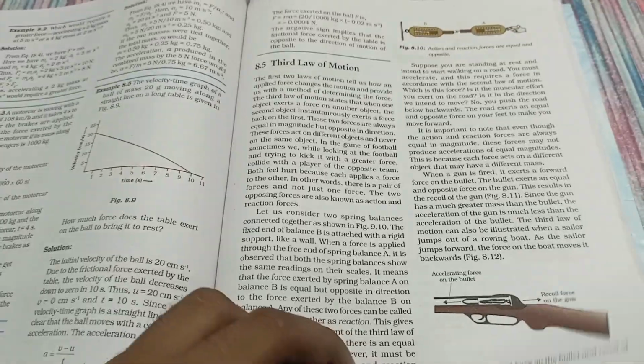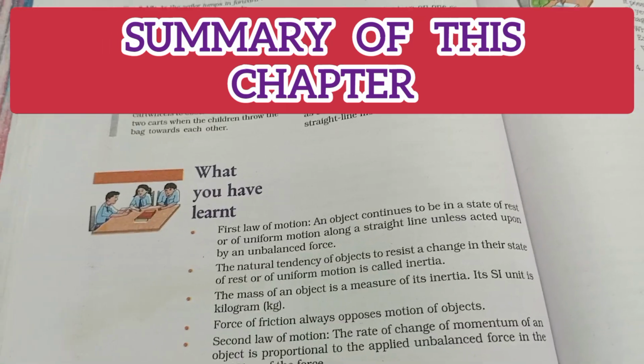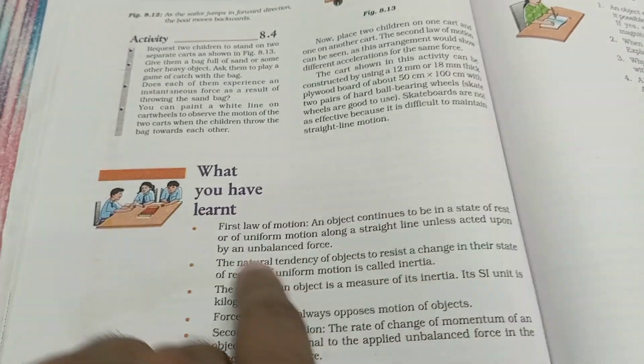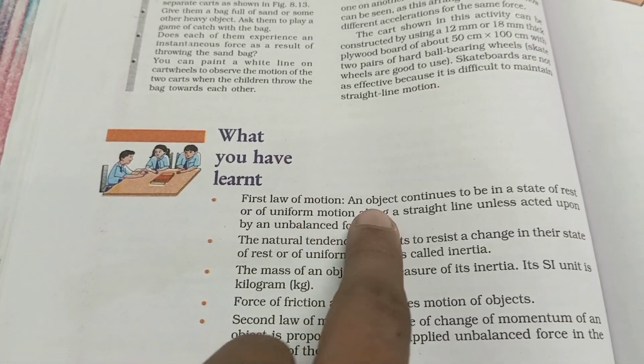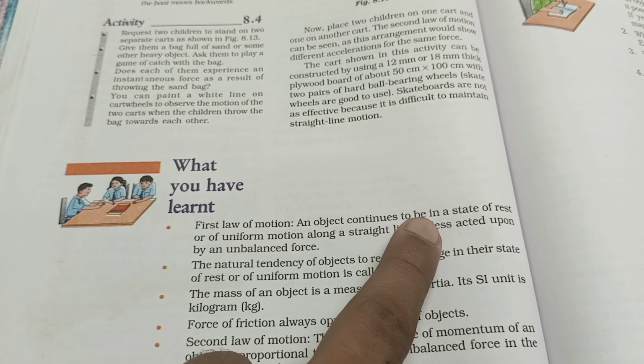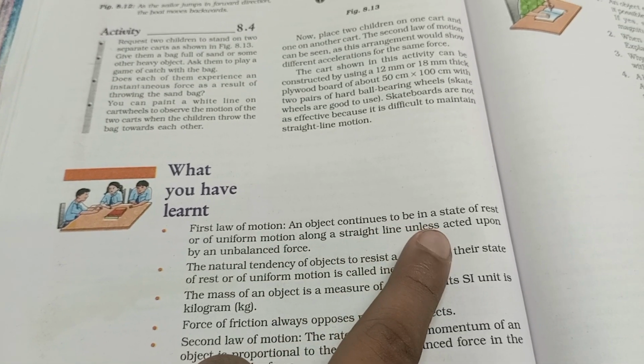Look, guys, here it is written What You Have Learned. It means the summary of this chapter. After reading this chapter, what we have learned is written here line by line, and we will read it in English and try to understand it in Hindi also. The first line given here is the first law of motion. An object continues to be in a state of rest or uniform motion along a straight line unless acted upon by an unbalanced force.